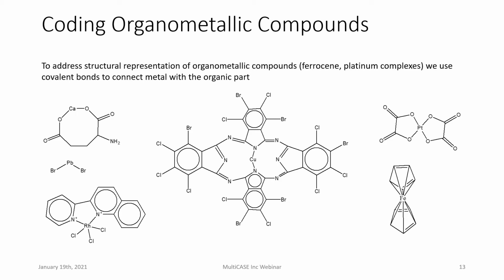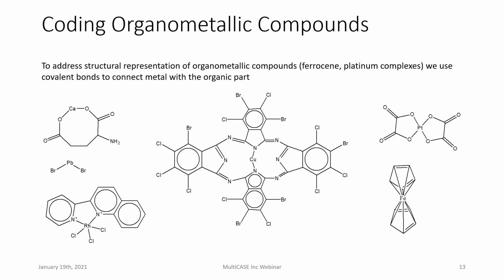Coordination compounds and anything like this, you cannot really code chemically correctly. So we have to come up with some kind of homemade solution, and some examples are here. We just connect those metals by covalent bond. Otherwise, all those structures would just look like mixtures.